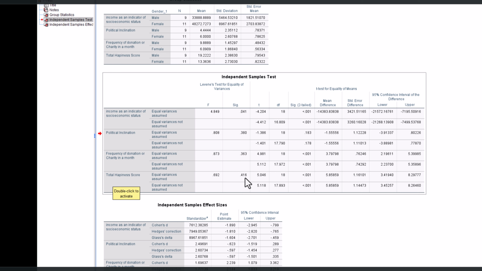assumed, and we'll take the reading from the equal variance assumed row, and the results are also significant, and the statistics table indicates that the mean for males is high, that is 19.22, and the mean for females is 13.36. So there is a mean difference in happiness between the male and female groups, and the results are significant, which indicates that males are happier as compared to females with this fictitious data.